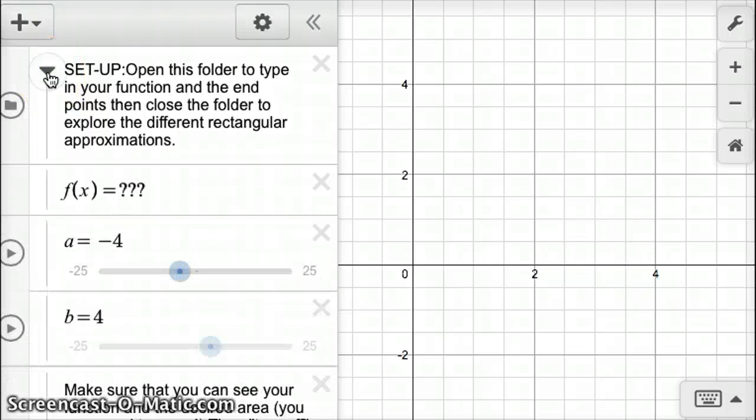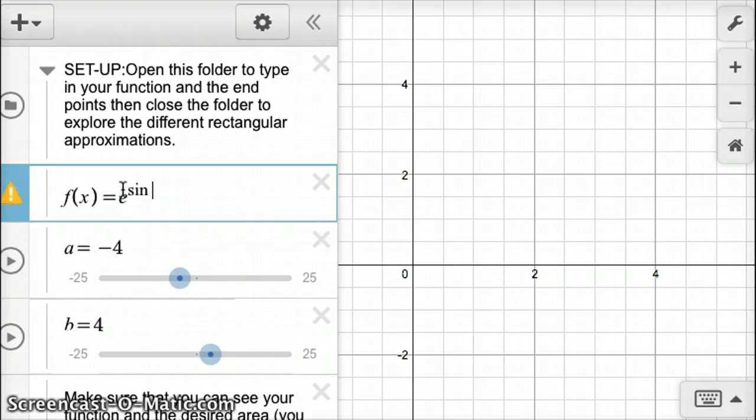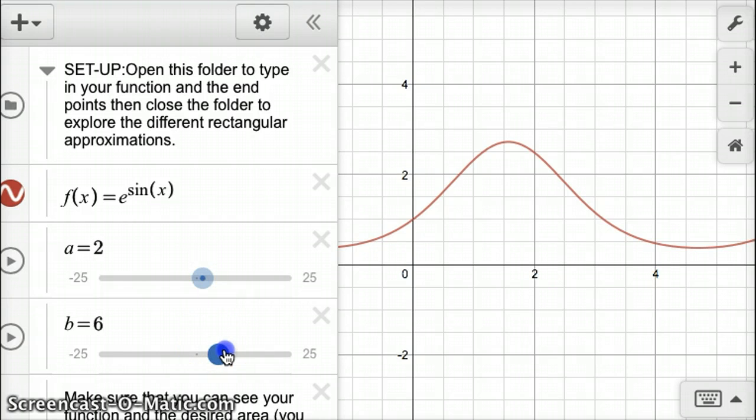So click the folder here and it opens up what you need to do, starting with typing in the function. The function that we're interested in is e raised to the sine of x. And you can see the functions start to appear over here. Now, a and b are going to represent the beginning and the end of the interval. For us, we want our interval to start at positive 2, so just slide it over to 2. And we want our interval to end at 8.